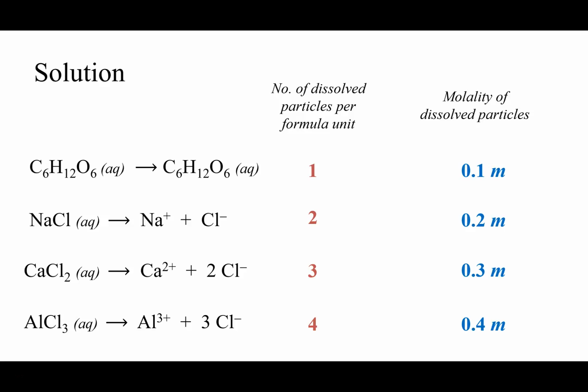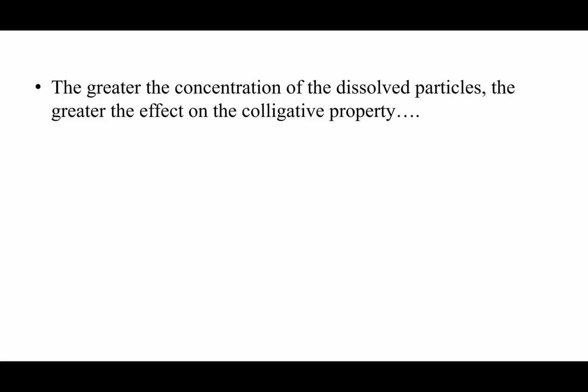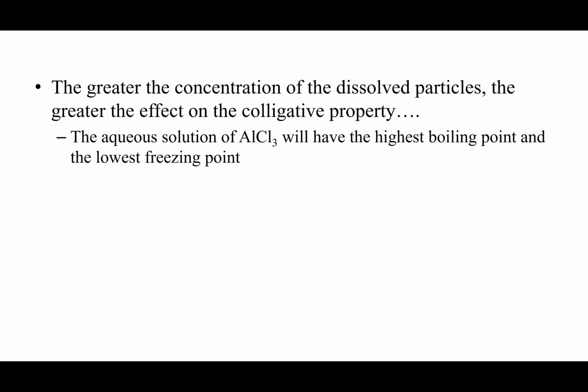So which one would be most effective to spread on to make ice melt away? Yep, freezing point depression, boiling point elevation should be the best for aluminum chloride. So not all ionic compounds are created equally, because when they ionize, they give you particles, and it's just more particles. So the aqueous solution of aluminum chloride will have the highest boiling point and the lowest freezing point.